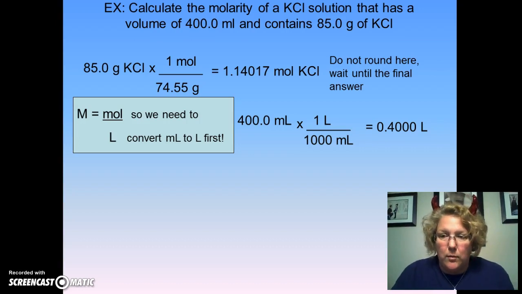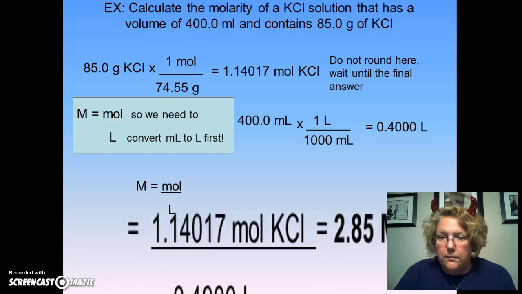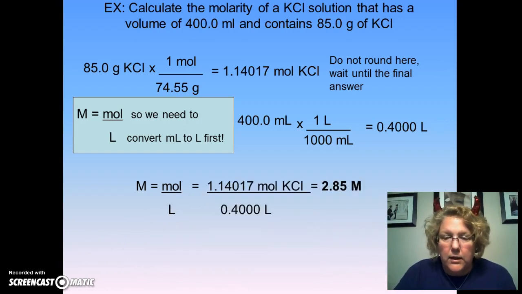All right, so now we have our moles of KCl up here, and now we have our liters of solution. Simply plug and chug it in the calculator and then round to 3 sig figs because that's all we had in our least precise measurement, and we get 2.85 molar. So that's how you figure out the concentration of a solution. Now, don't forget to convert to liters, and there's 1,000 mL in a liter.